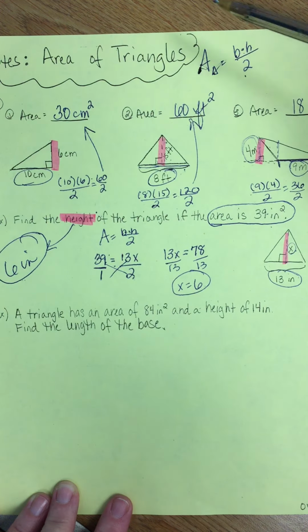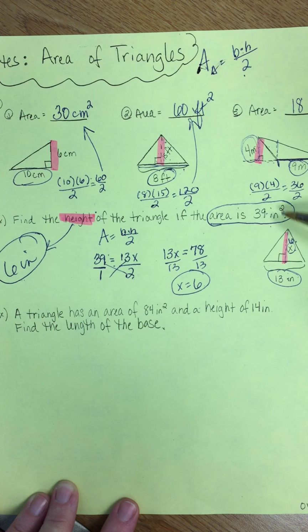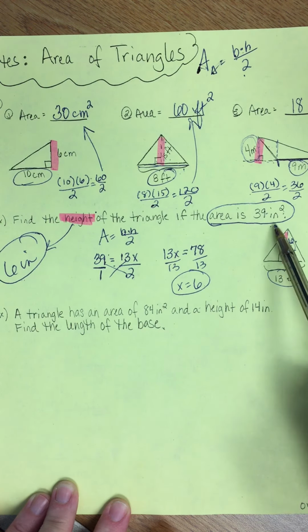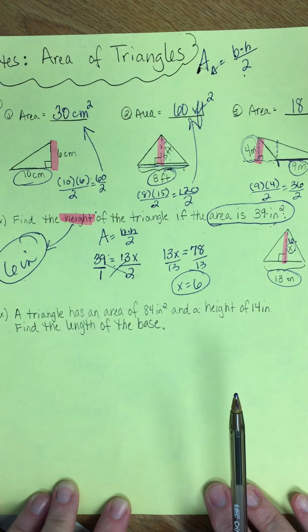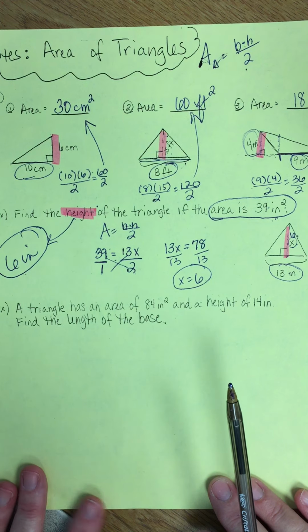How can I check myself? Well, if the height is 6 inches, then base times height divided by 2 should equal my area 39. Try it. 13 times 6 is 78. Divided by 2, I get ding, ding, ding, ding, 39 inches squared. Rock on. All right, let's go to the last one.